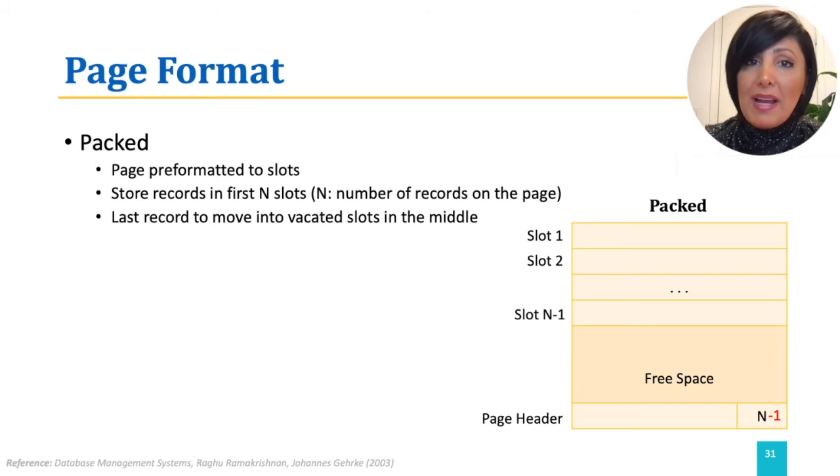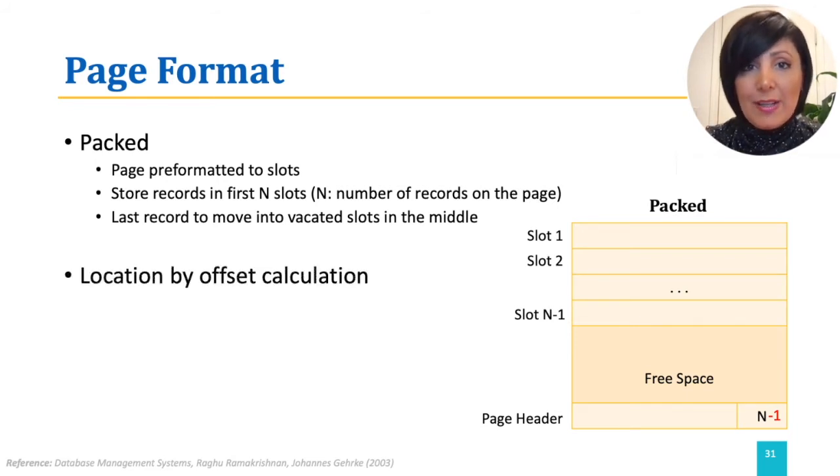Using the packed format, we can locate the ith record on the page by offset calculation, meaning (i-1) times the length of each slot, added to the address of the first slot. This requires a reordering of the records as record deletes happen in the page.